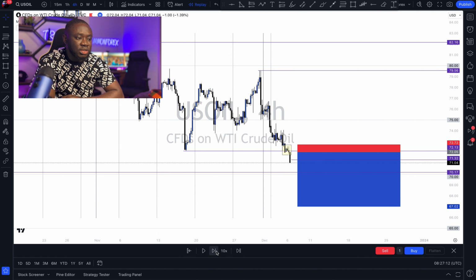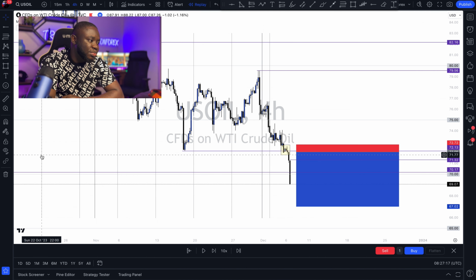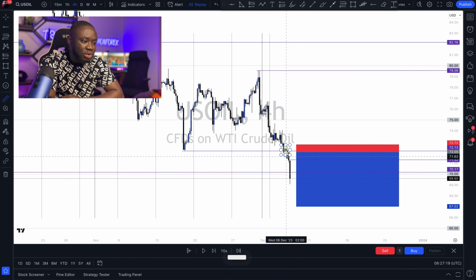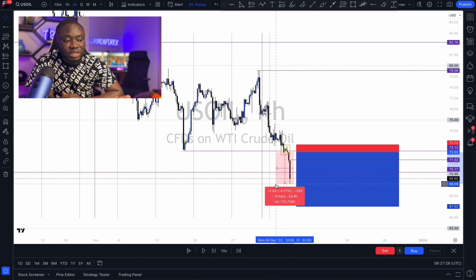Then what do we see? We hit our TP1. What does the next candle do? Smashes, runs through our TP2. Let's see how many pips we've actually made on this particular trade already. Over 290 pips, almost 300 pips on this simple trading setup.